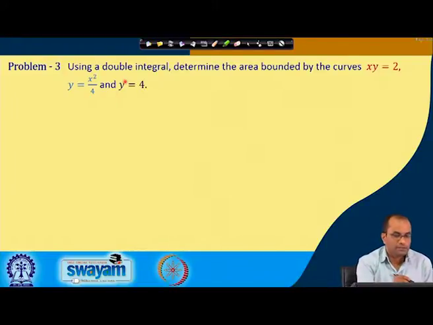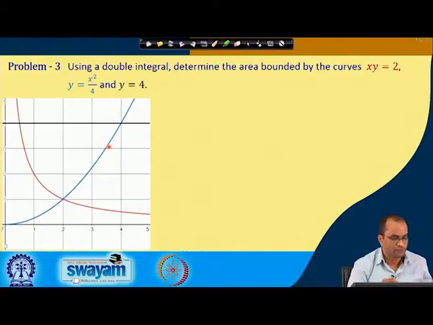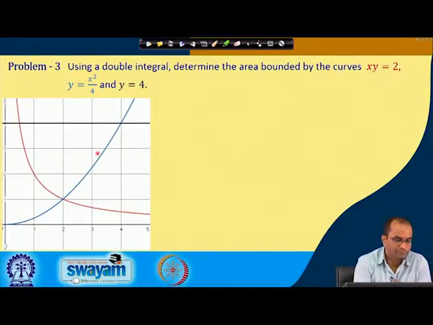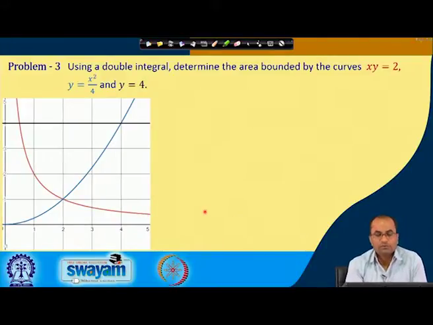So, let us look at the graphs of all these curves. So, we have here y is equal to 4, this straight line. We have this parabola again, y is equal to x square by 4, and then we have xy is equal to 2. So, here as x is approaching 0, y will go to infinity, and same thing, y will go to 0 when x is going to infinity.